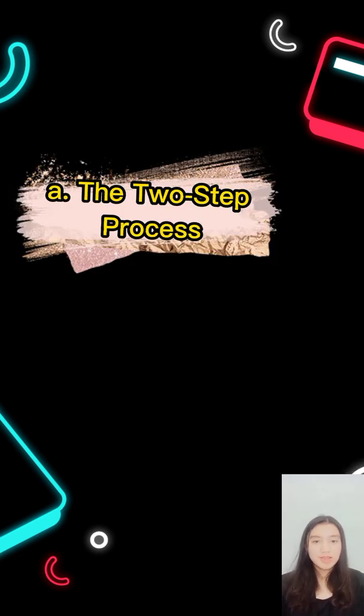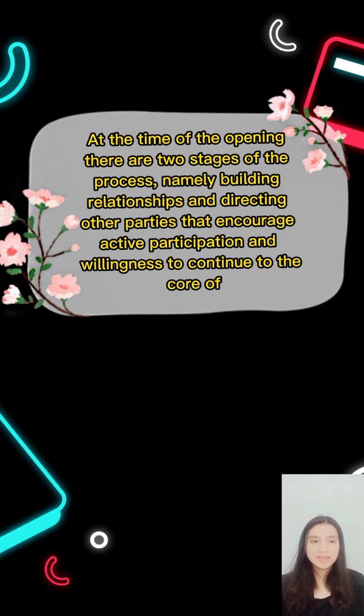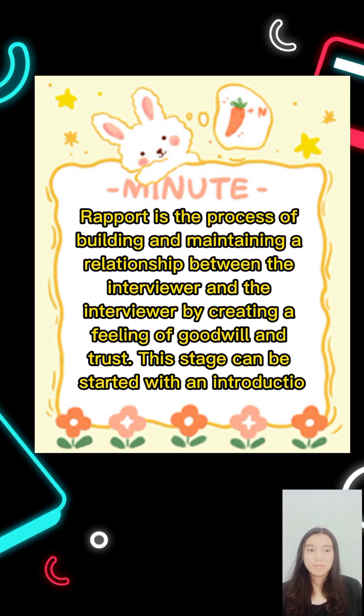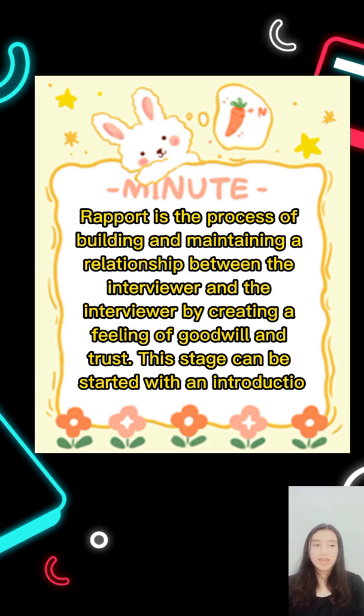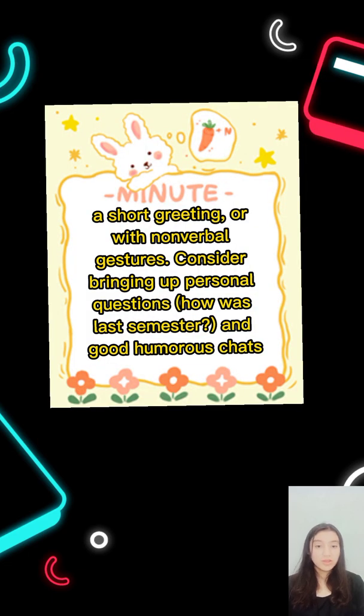The two-step process. At the time of the opening, there are two stages of the process, namely building a relationship and directing the other party, which encourage active participation and willingness to continue to the core of the interview. The first is establish rapport. Rapport is the process of building and maintaining a relationship between the interviewer and the interviewee by creating a feeling of goodwill and trust. This stage can be started with an introduction, a short greeting, or with non-verbal gestures. Consider bringing up personal questions, like how last semester went, and good humor chats.